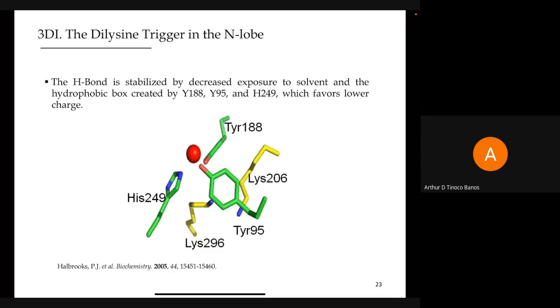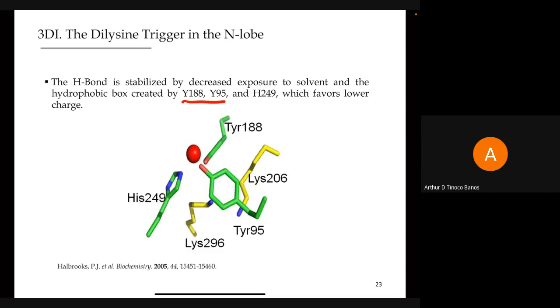And another thing that helps to facilitate this is this hydrophobic box that is created by the metal binding residues, the two tyrosines and the histidine. They help to stabilize that hydrogen bond between the two lysines.